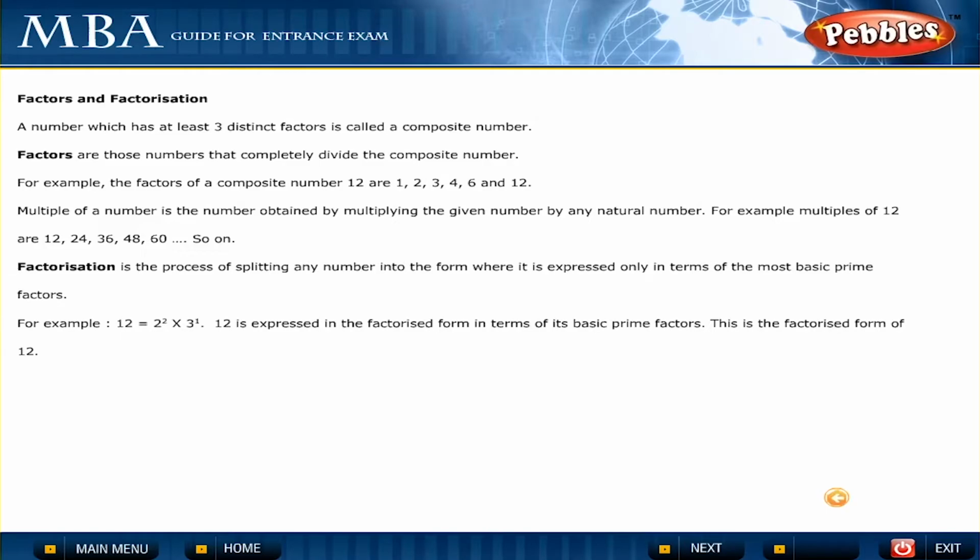Factorization is the process of splitting any number into the form where it is expressed only in terms of the most basic prime factors. For example, 12 is equal to 2 squared into 3 to the power of 1. 12 is expressed in the factorized form in terms of its basic prime factors. This is the factorized form of 12.